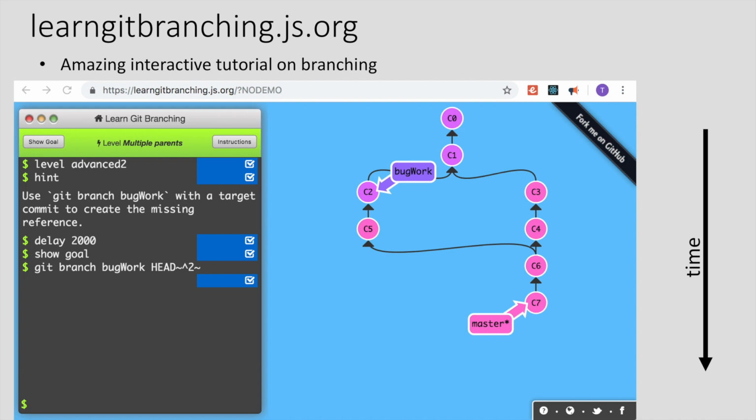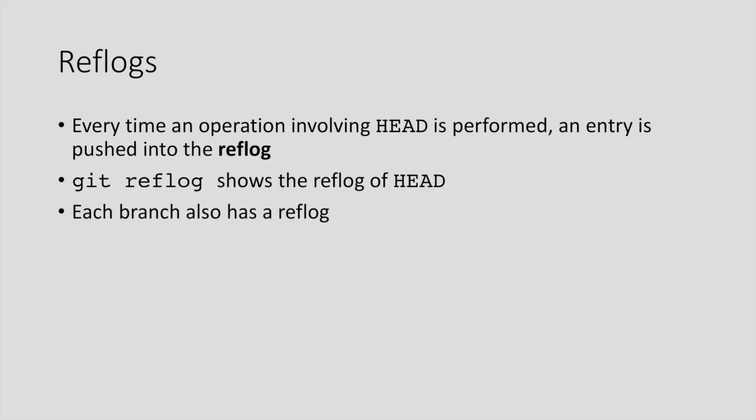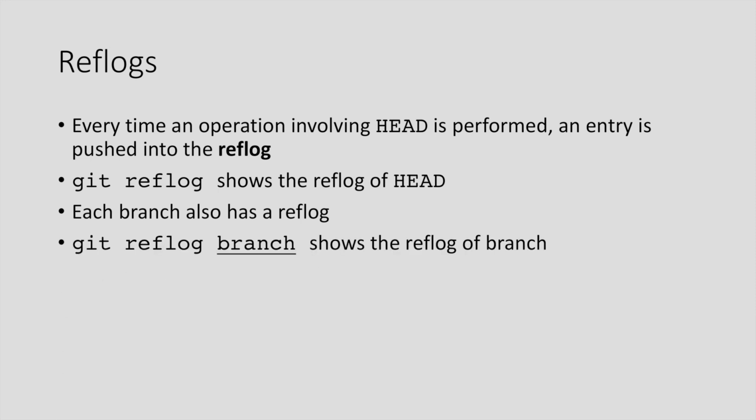Reflogs. Every time an operation involving head is performed, an entry is pushed into the reflog. Git reflog shows the reflog of head. Each branch also has a reflog. Git reflog branch shows the reflog of a branch. Reflog entries are commit pointers.